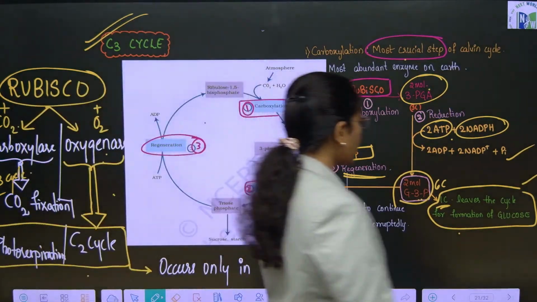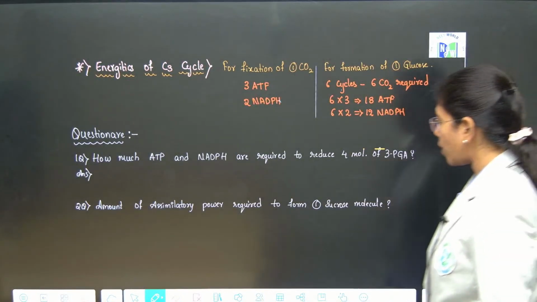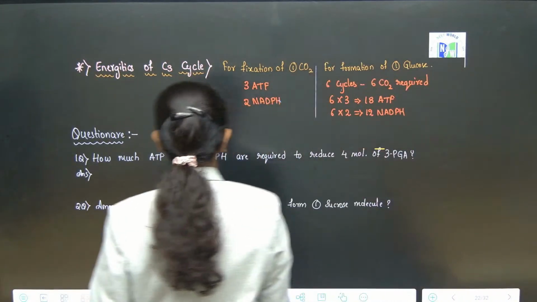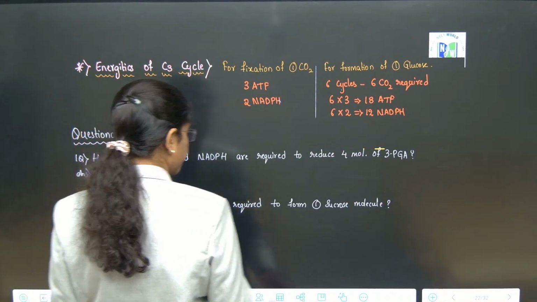Now let us look into the bioenergetics of C3 cycle for the fixation of 1 carbon dioxide and for the formation of 1 glucose.